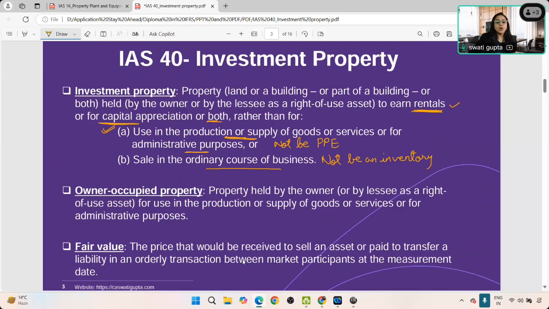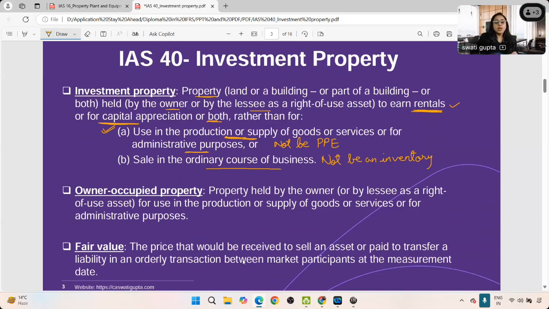So if you are holding any long-term asset, maybe land, building, a part of building, maybe not the entire building, but a flat, or a shop out of it, or both, held by owner or by lessee as ROU asset, right of use asset. Right now, for time being, you can ignore the lessee part and ROU part. When we read IFRS 16, that is leases, then we'll understand what is lessee, how lessees record their asset in the books of account. So right now, for time being, you can leave this aside.